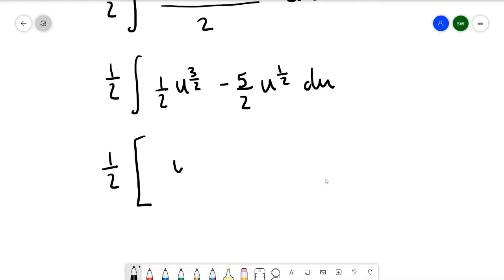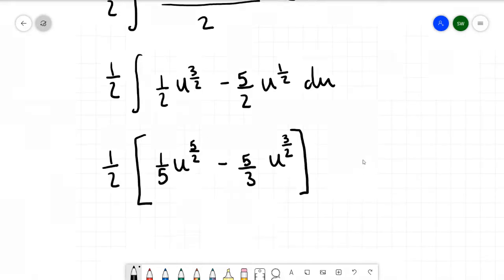and then we can integrate each of these terms separately. So we're going to increase the power of u by 1. So that's going to be 5 over 2. And then we're going to do a half divided by the new power, which gives us 1/5. And then here we're going to increase the power by 1. So u to the power of 3 over 2. And then we're going to do minus 5 over 2 divided by 3 over 2, which gives us minus 5 over 3.